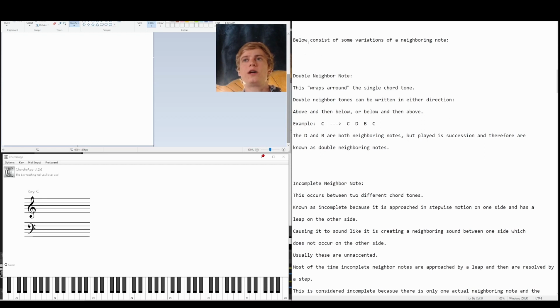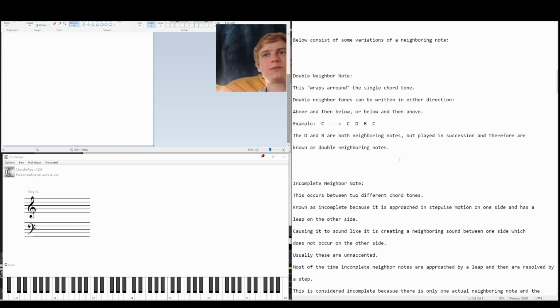Okay, so below we actually have some variations of neighboring notes. We have the double neighbor note. This wraps around the single chord tone. Double neighbor tones can be written in either direction, above then below or below then above. So for example, we have C, D, B, C. The D and B are both neighboring notes, but played in succession, and therefore are known as double neighboring notes.